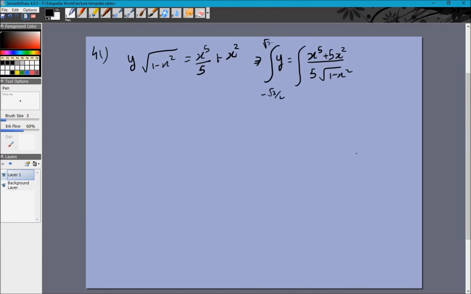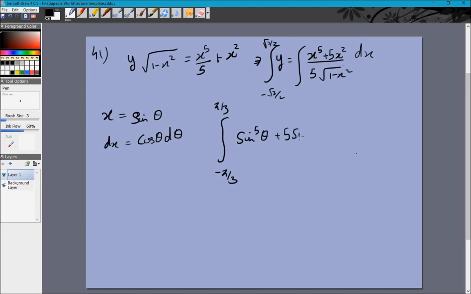root 3 by 2. And when you have denominators of the form root 1 minus x squared, you can directly put x is equal to sine theta, dx is equal to cos theta d theta. And obviously the limits will be, sine theta is root 3 by 2 means theta is pi by 3. So we'll get the integral from minus pi by 3 to pi by 3 of sine to the power 5 theta plus 5 sine squared theta by 5 root 1 minus x squared, which will be cos theta. dx is cos theta d theta, so the cos thetas will cancel and you just get d theta.